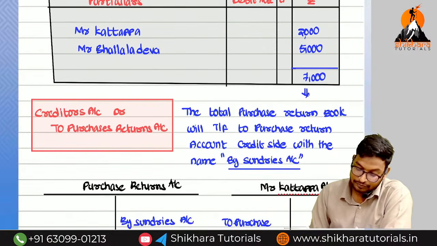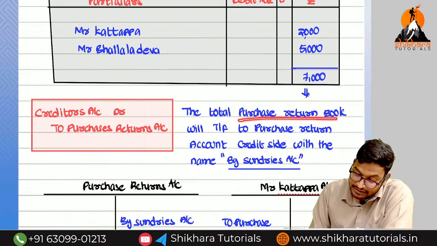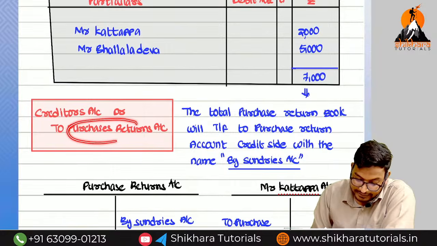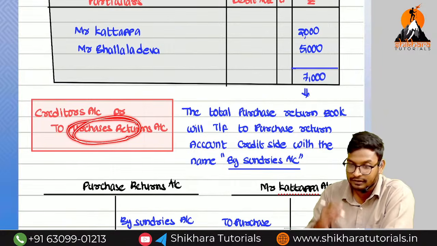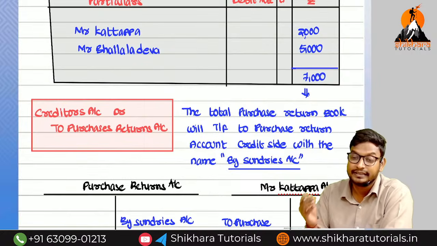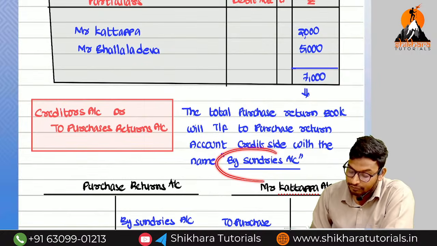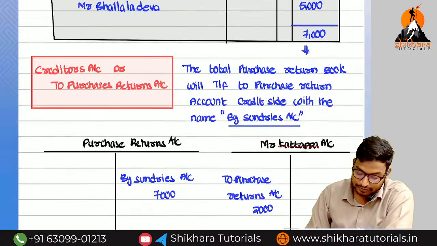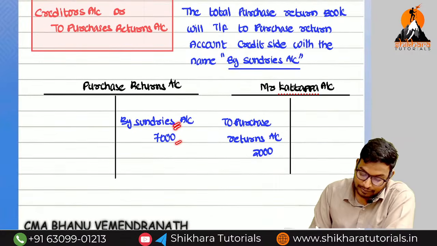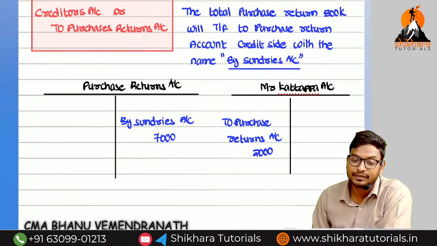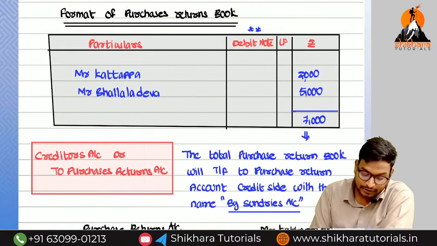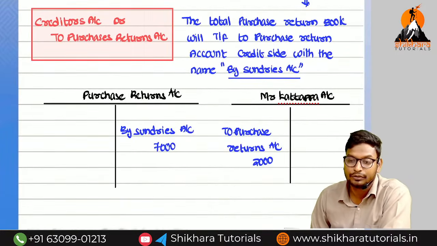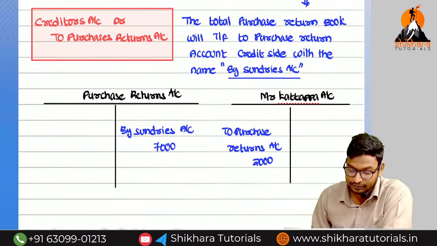Now the total of the purchase returns book will be transferred to which account? Purchase returns itself. Which side, sir? Credit side, because in the journal entry it is credited. For that reason it will be transferred to the credit side of the purchase returns account, with what name do we need to write? By sundries. Are you getting the point? Normally what do we need to post? By Kattappa and by Ballal Deva we would post. Now we are maintaining subsidiary books. The total information will be available here itself. For that reason we should not write the individual amounts. We have to transfer the total amount to the purchase returns account.